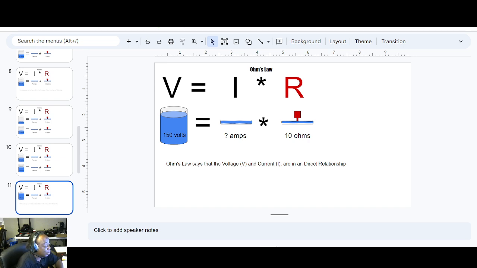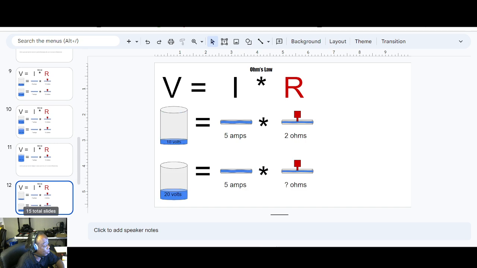Okay, so Ohm's law says that the voltage V and the current I are in a direct relationship. That means as one increases, the other one increases. Or if you went backwards, as one decreases, the other decreases.